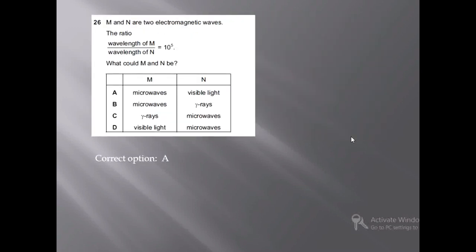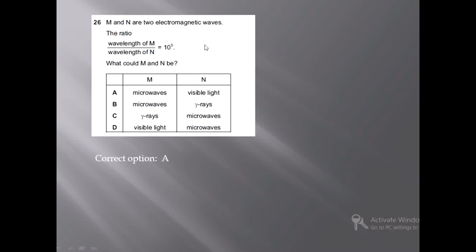MCQ number 26. M and N are two electromagnetic waves. The ratio of the wavelength of M divided by the wavelength of N is equal to 10 raised to power 5. What could M and N be? Students, basically this question is based upon the order of the wavelength of electromagnetic waves. So in order to solve this MCQ, we need to have the order of the wavelength of electromagnetic waves in our memory. So we must memorize the order of the wavelength of these electromagnetic waves.